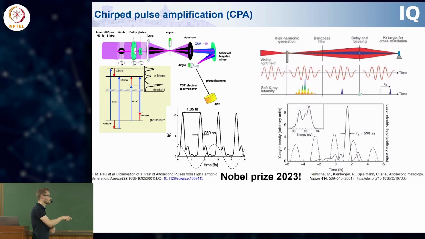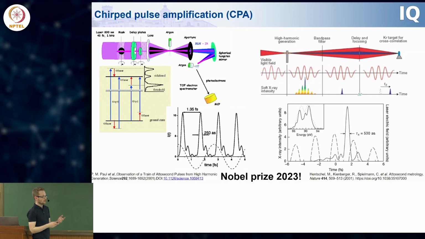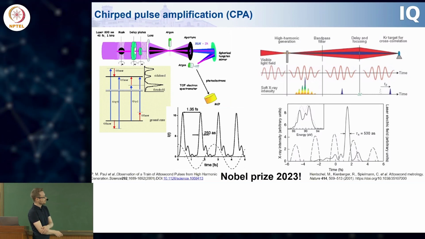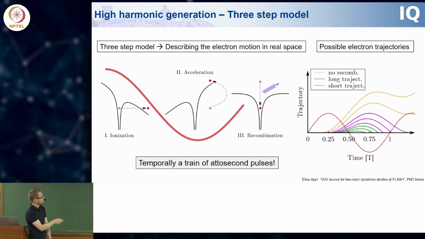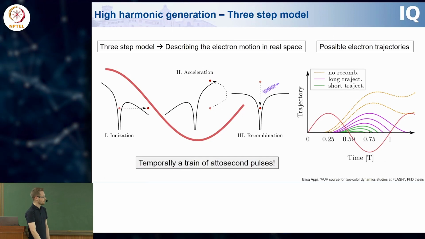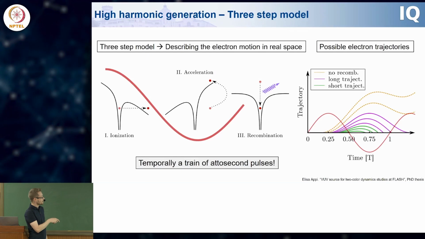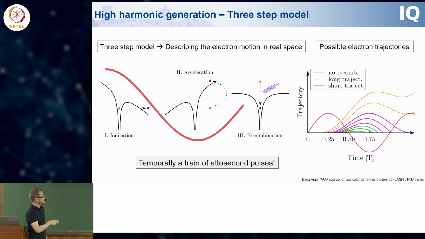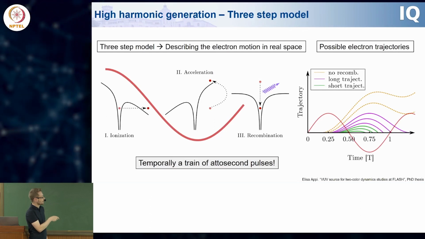This distinction is actually important, as in the generation process, you normally generate multiple of these bursts. And why that is, you can see here. So this is the simple so-called three-step model for high harmonic generation. You start off by shining your laser onto a single atom for now, and by doing so, the laser field is bending the atomic potential.